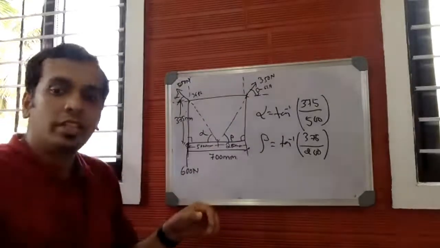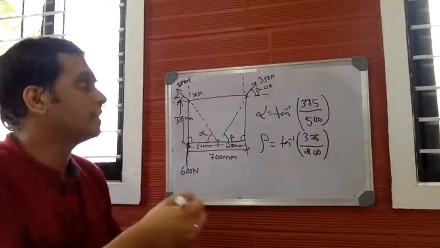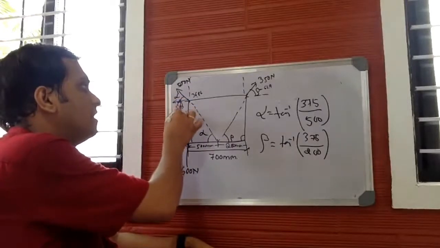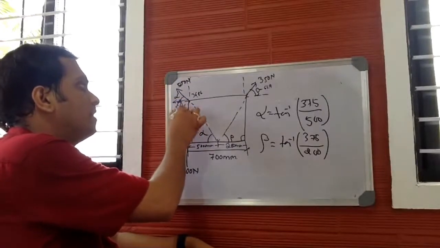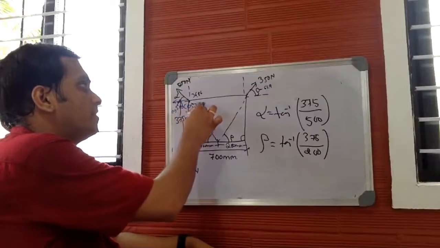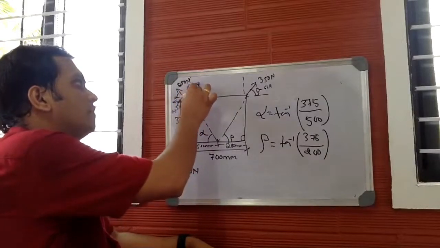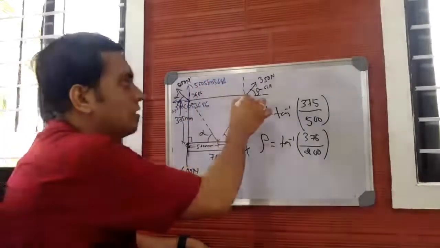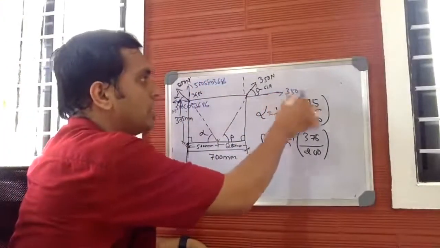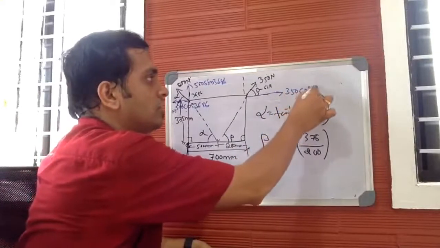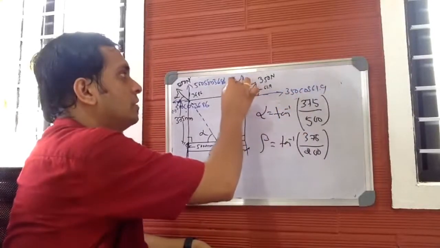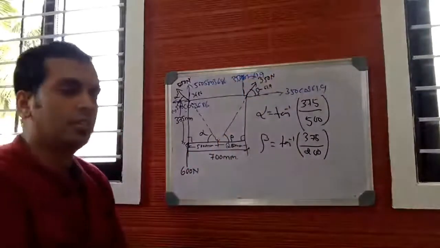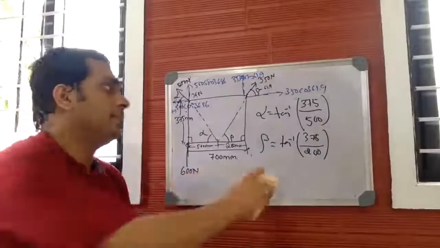Right. So once you get the value of alpha and beta, you will be resolving the force into its horizontal and vertical components. The horizontal component of this force is minus 500 cos 36.86 and the vertical component will be 500 sine 36.86. Here the horizontal component will be 350 cos 61.9 and the vertical component will be 350 sine 61.9. So we have completed step number 1.